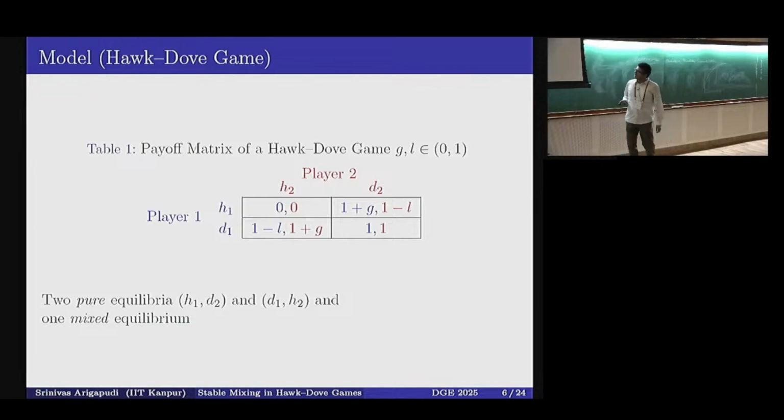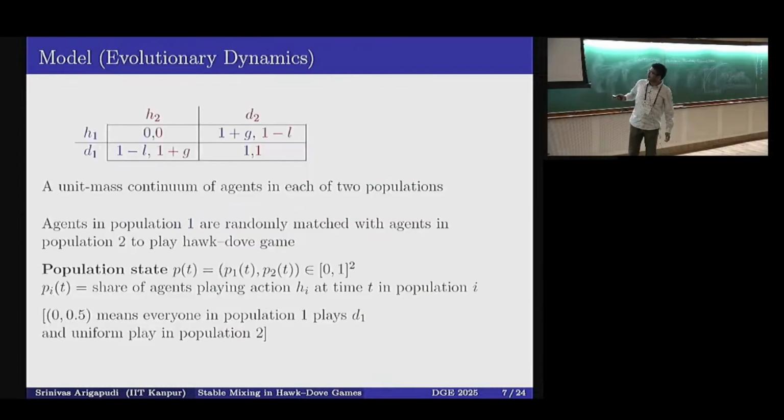The model which we'll consider is very similar, but in the paper we will also allow for some asymmetry. You can have L depend on the population. So L here could be L1 and G could be G1 and all sorts of things. But for the points which I'm going to make, that is not going to be very important. So let's just say that this is L and this is G. And again, this will have two pure equilibria and one mixed equilibrium.